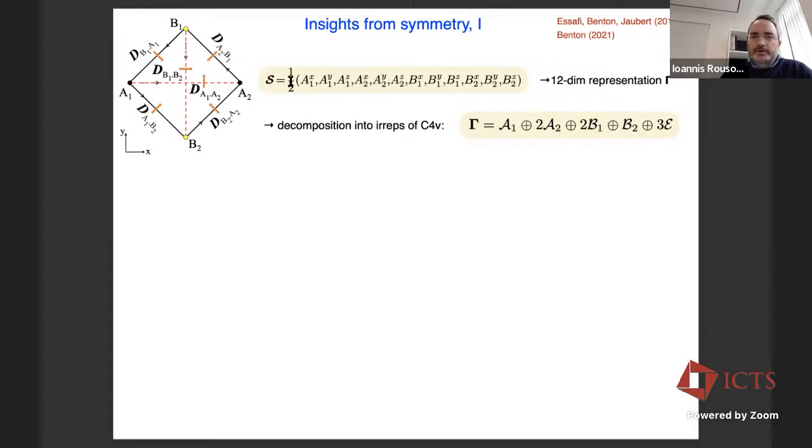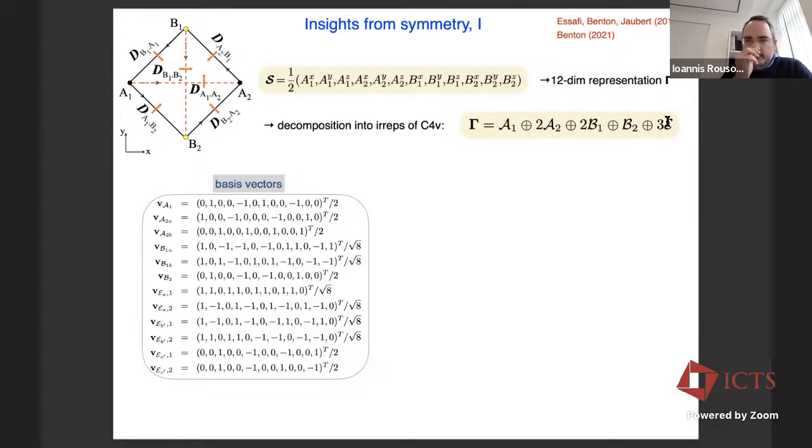You put all the components into this 12-member vector, and that provides a 12-dimensional representation of C4V. You can decompose it into irreducible representations of the group, and you find that you get 1 symmetric irrep, 2 times the A2 irrep, 2 times the B1 irrep, the B2 irrep, and 3 different epsilon irreps. The epsilon irrep is the 2-dimensional irrep of the C4V group.